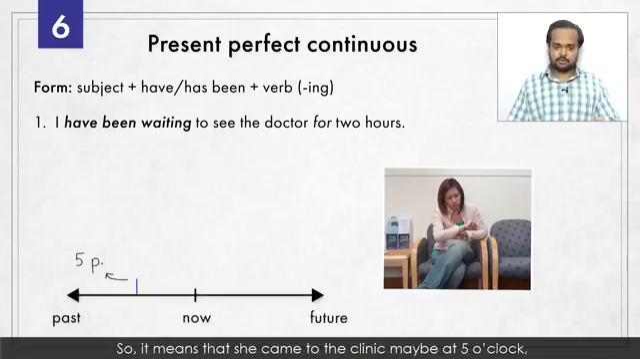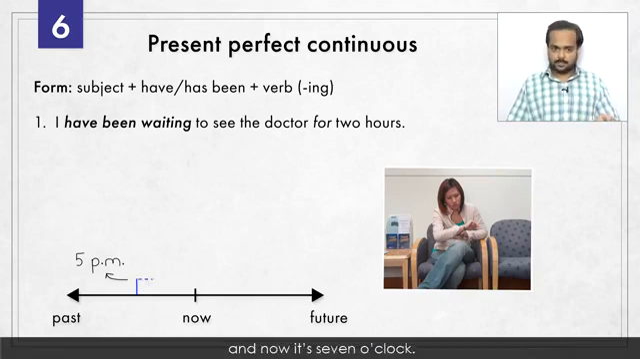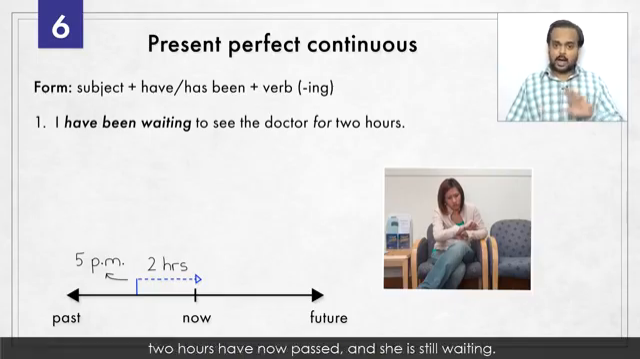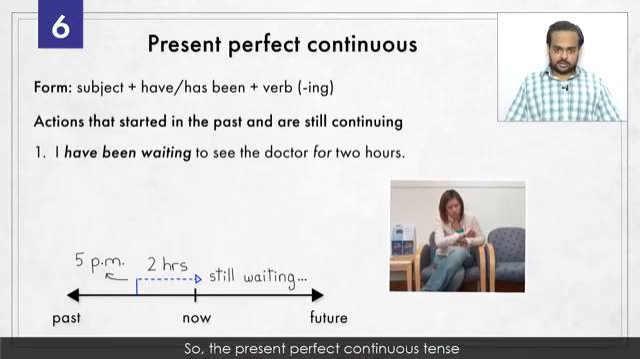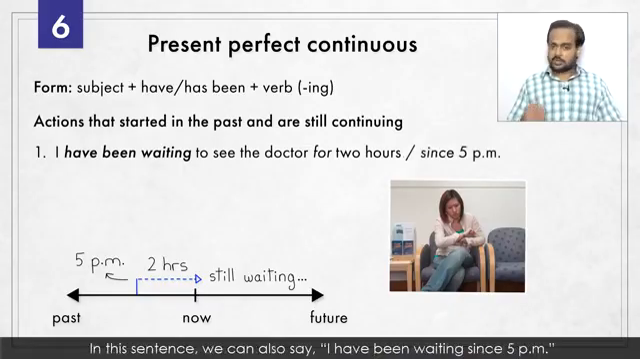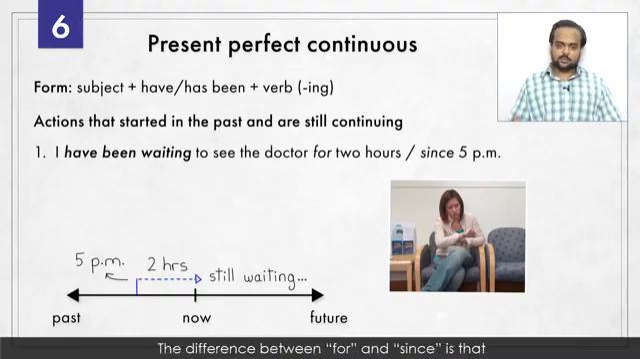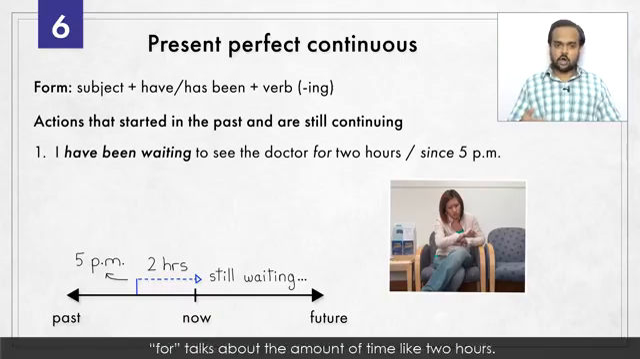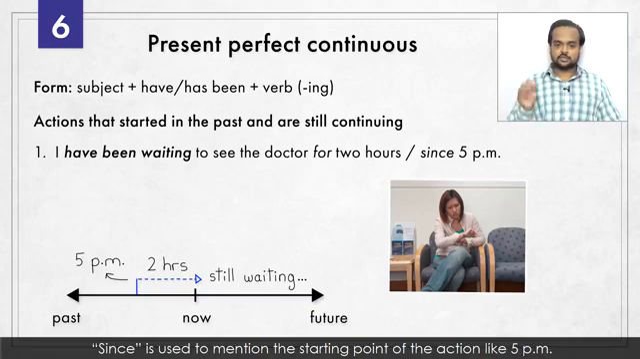You can imagine this lady saying that. So it means that she came to the clinic maybe at 5 o'clock, and now it's 7 o'clock. She started waiting at 5. 2 hours have now passed, and she is still waiting. So the present perfect continuous tense talks about an action that started in the past and is still continuing. In this sentence, we can also say, I have been waiting since 5 p.m. The difference between for and since is that for talks about the amount of time, like 2 hours. Since is used to mention the starting point of the action, like 5 p.m.